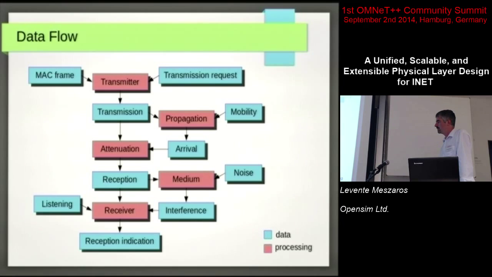And then the receiver takes the interference that the medium computes from all the receptions that are interfering with a single reception, and then the noise, and the listening mode of the receiver that describes the way the receiver is listening on the medium, and then produces the reception indication that is passed up as a control info to the MAC layer. So this is basically a bird's-eye view of the data flow in the new physical layer.